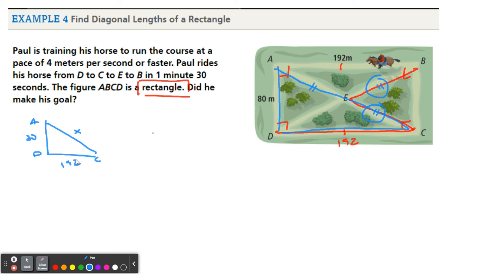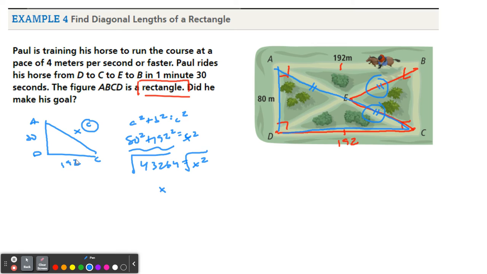Okay? So Pythagorean Theorem says that A squared plus B squared equals C squared. X is my C. A and B don't matter. So 80 squared plus 192 squared equals X squared. Type in 80 squared plus 192 squared all at once. 43264 equals X squared. And we're going to take the square root of that number. And would you believe that that is a perfect square? I would never have believed, right? And our value of X is 208.